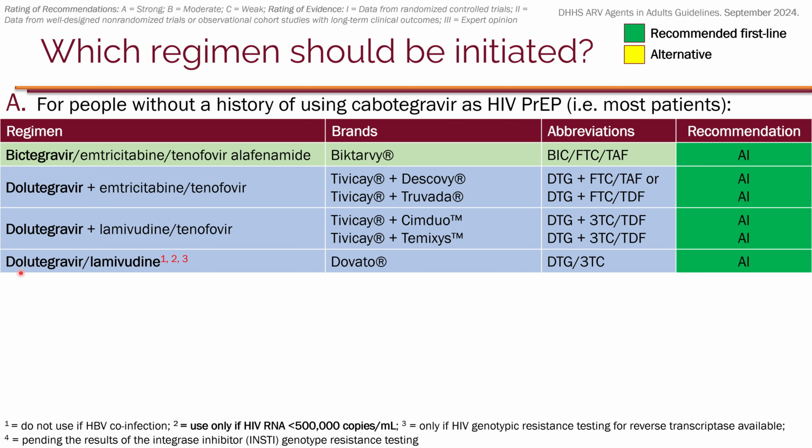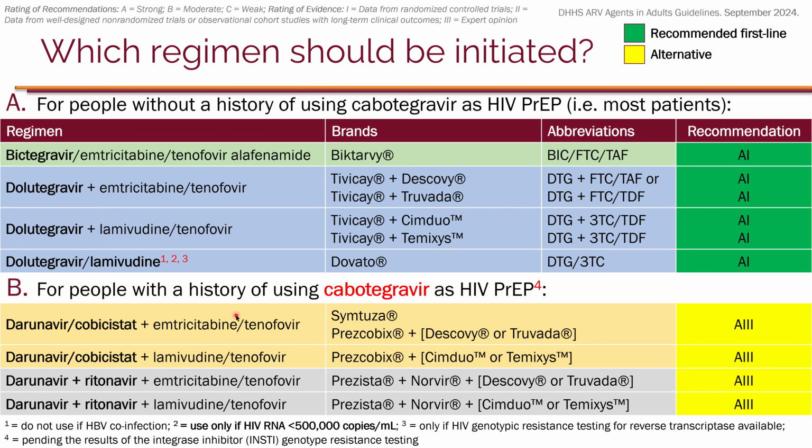We also have a combination of Dolutegravir plus a single nuke as a backbone. So this essentially has lamivudine as the only backbone, and this is available as a single tablet regimen, Dovato. These regimens are recommended first line because they are very effective, they have a high barrier to resistance, they are well tolerated, and they have minimal drug interactions. So these essentially work very effectively for most patients.